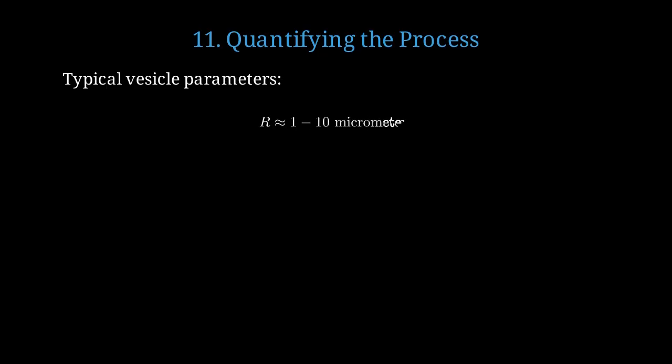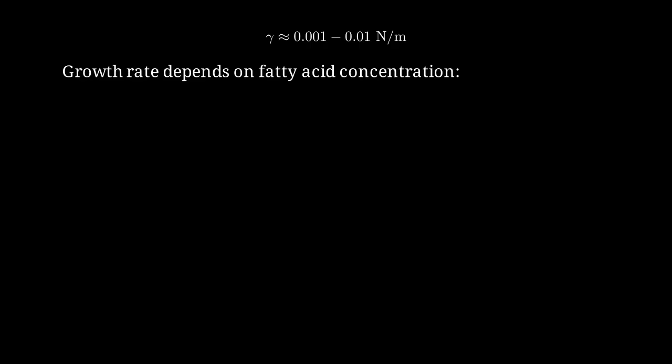Let's quantify some aspects of this process with real numbers. Here are typical parameters for fatty acid vesicles in experiments. Radius typically ranges from 1 to 10 micrometers. Membrane thickness is approximately 3 to 4 nanometers. Surface tension ranges from 0.001 to 0.01 newtons per meter. The growth rate depends on the concentration of fatty acids in the surrounding solution. The rate of area change is proportional to the micelle concentration of fatty acids.